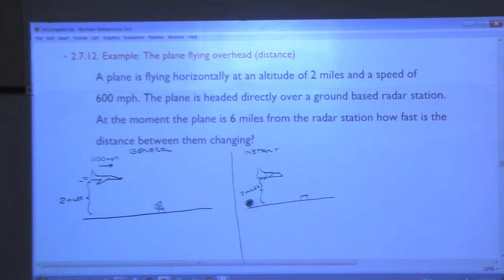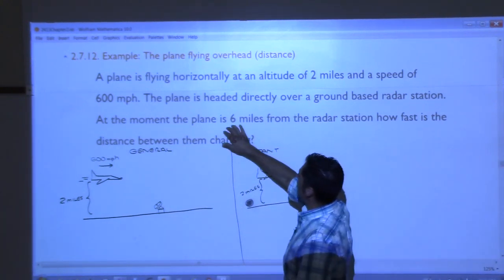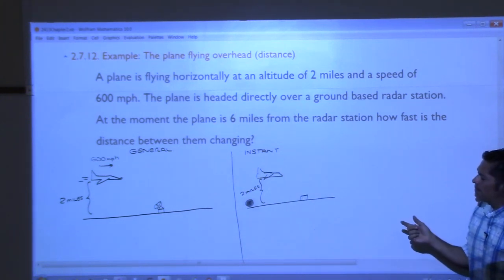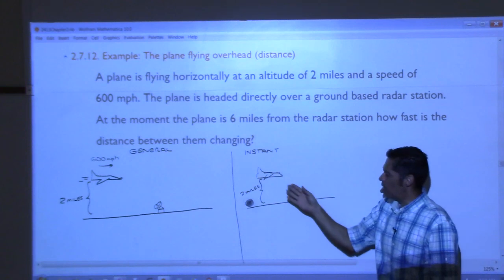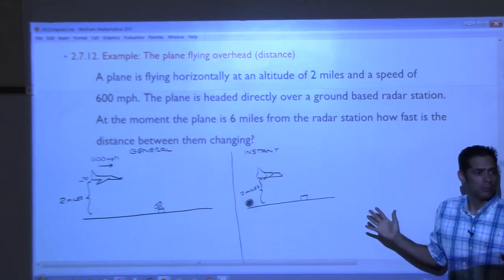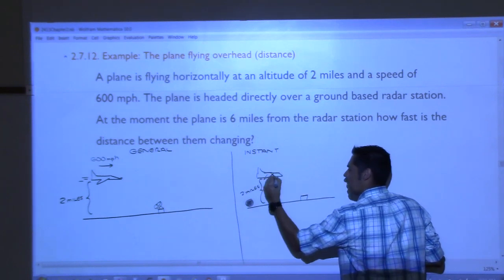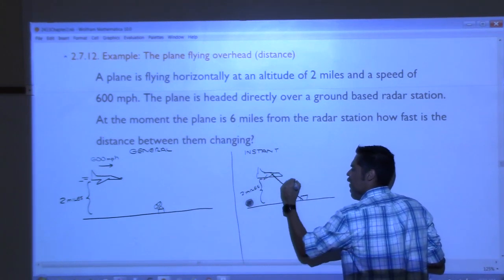Anything else? In your instant, you could plot that it's 6 miles from the radar station. Okay, good. So in the instant, at the moment the plane is 6 miles from the radar station, how fast is the distance between them changing? I can put 6 somewhere here. Where though? In the distance from the aircraft to the radar station. Okay, so you're saying from here to here should be 6 miles.